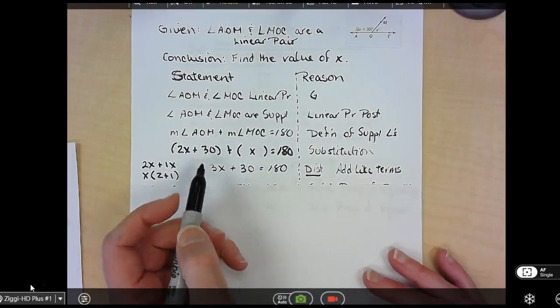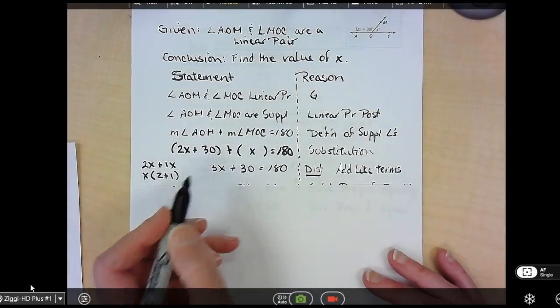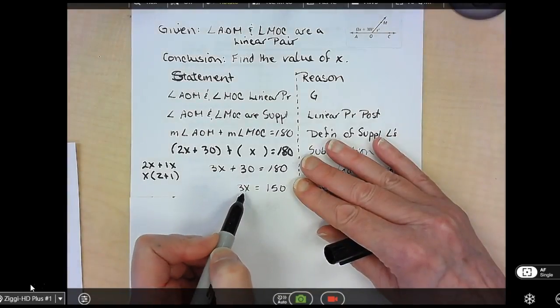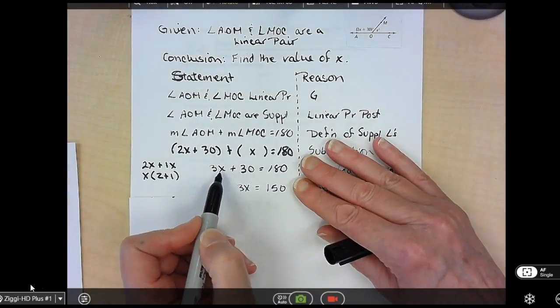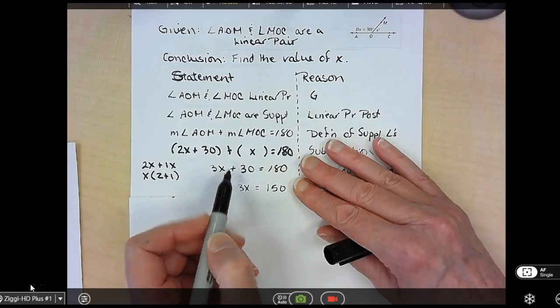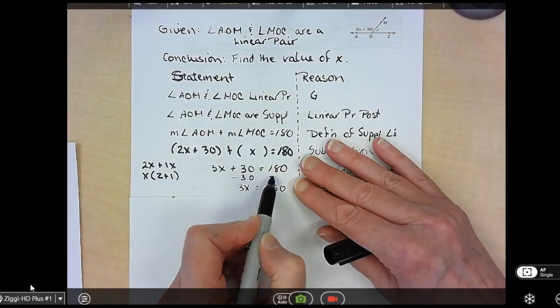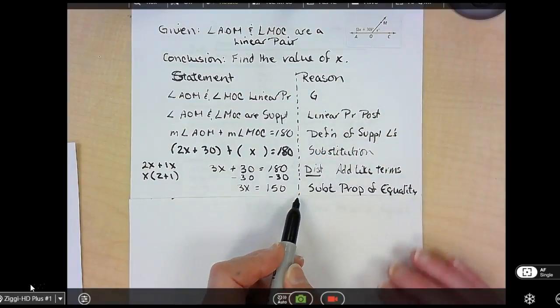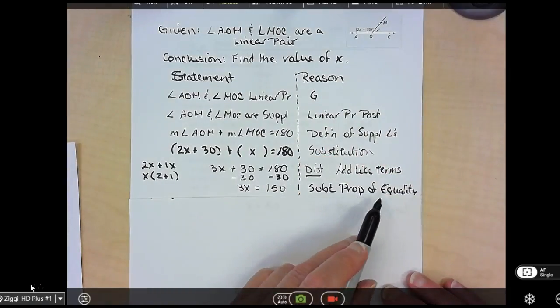So now, to get from this step to this step, what did they do? Well, I had to get rid of the 30, so I would subtract 30 from both sides. So to get 3x equals 150, it's subtraction property of equality.